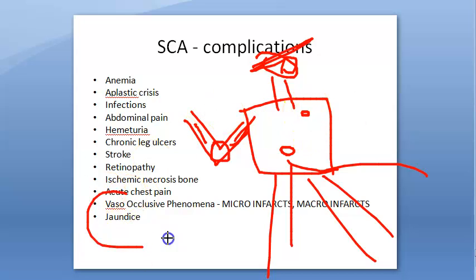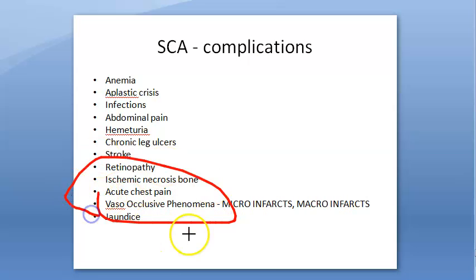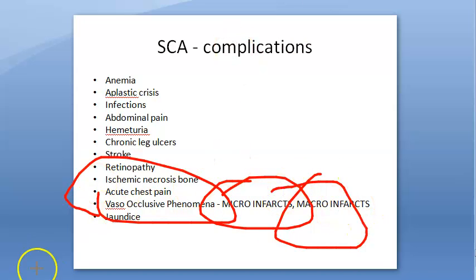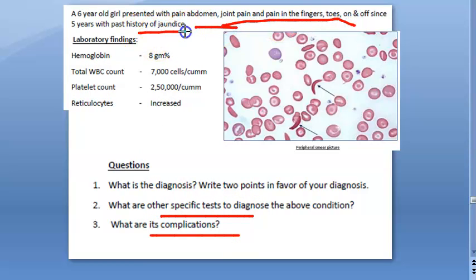We have also seen in the case that there is jaundice. Basically, what you see here is the vaso-occlusive phenomena, so there are infarcts: microinfarcts and macroinfarcts in sickle cell anemia. So we are done with this case study. We have covered the specific tests and complications, everything. This patient has the symptoms of abdominal pain, joint pain, pain in fingers and toes, and history of jaundice. Everything is whatever we have discussed and already explained.